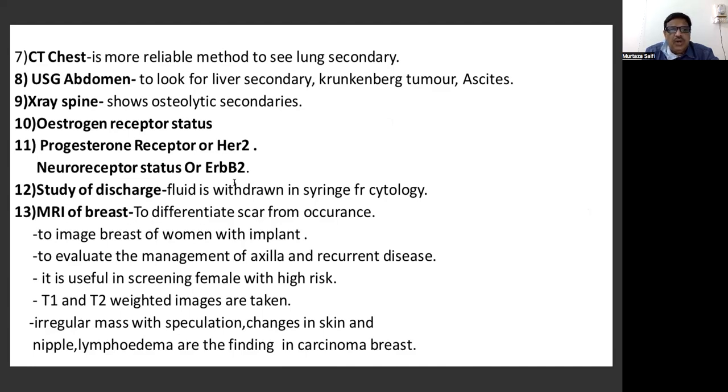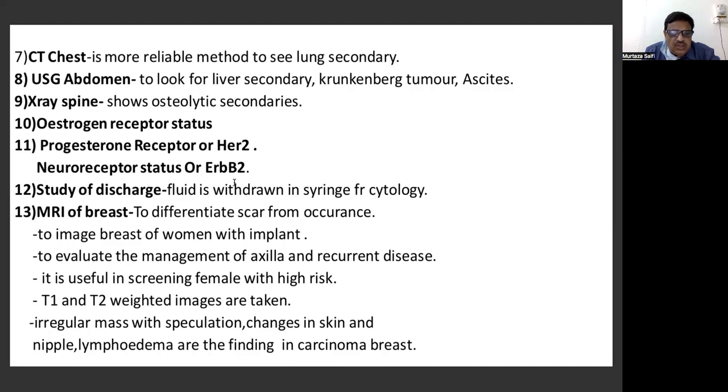X-ray spine shows osteolytic secondaries. Estrogen receptor status, progesterone receptor status, and HER2 neu receptor status are studied. For study of nipple discharge, fluid is withdrawn in a syringe for cytology. MRI of the breast is used to differentiate carcinoma from scar recurrence, to image the breast of a woman with implant, and to evaluate the axilla and recurrent disease. It is useful in screening females at high risk.